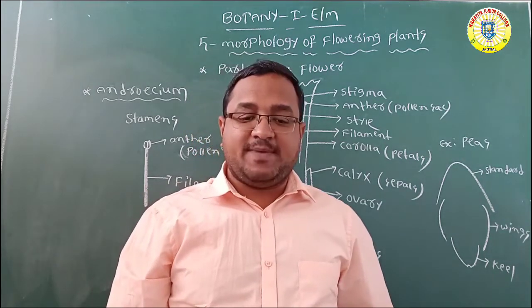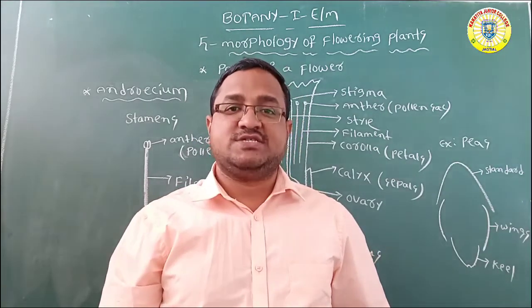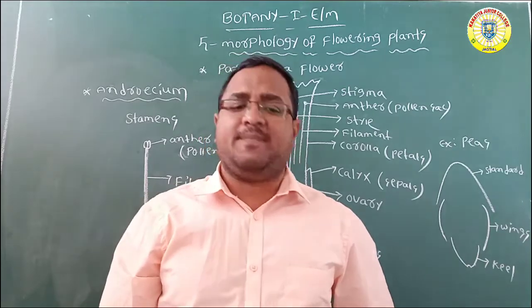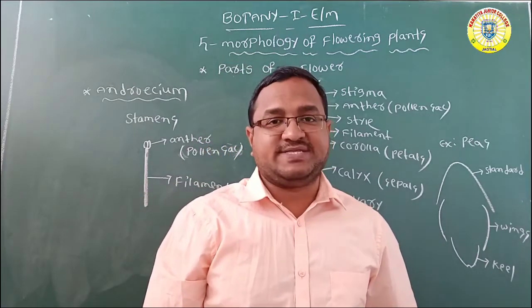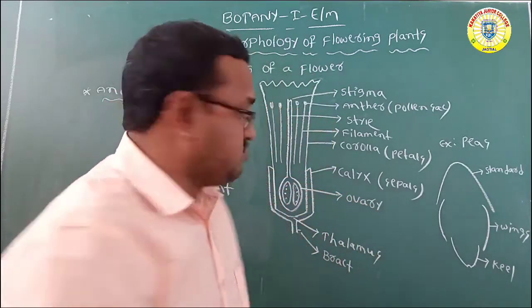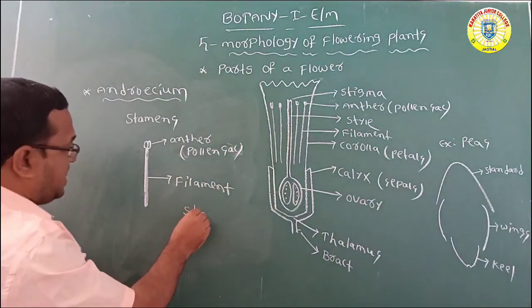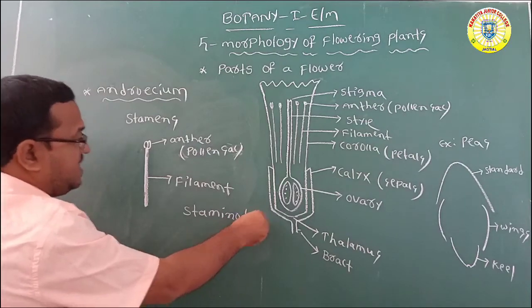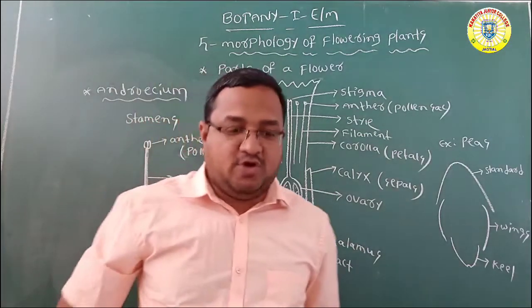The sterile stamens are called staminodes. The stamens which are unable to produce pollen grains, the sterile stamens, are called staminodes.